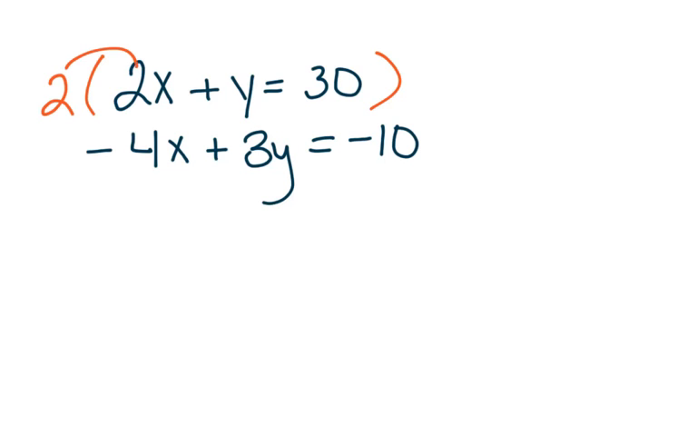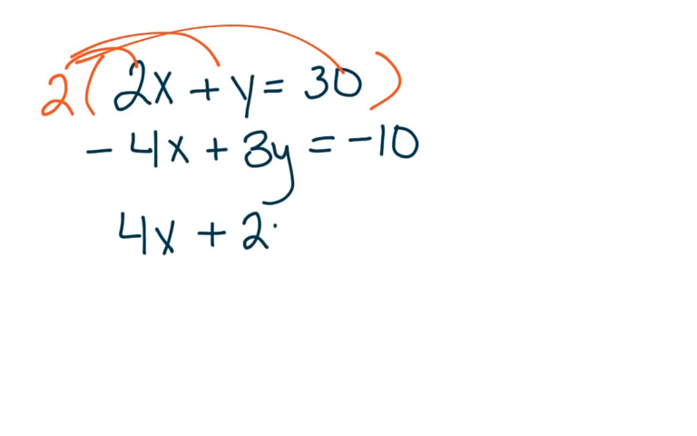So remember when we multiply something times the equation, you have to do it times everything. So I'm just going to write a whole new equation down here. This is going to become 4x plus 2y equals 60. So 4x plus 2y equals 60. That's this equation right here. So stay with me.